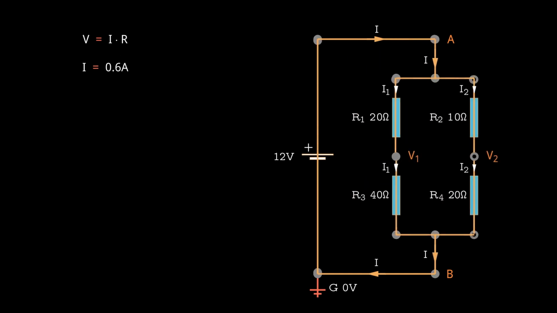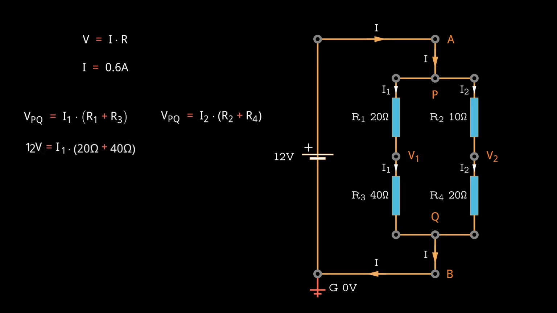Let's return to the initial circuit. Now that we've determined the total current flowing through the circuit as 0.6 amperes, our next step is to figure out how much current flows through each branch. Since the branches are in parallel, the voltage across both branches is the same, but the current will divide based on the resistance of each branch. Let's apply Ohm's law to find the currents I1 and I2 in each branch.